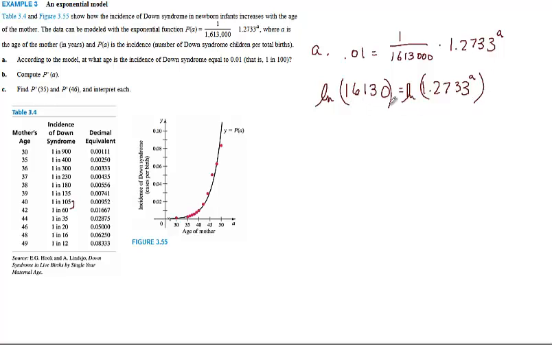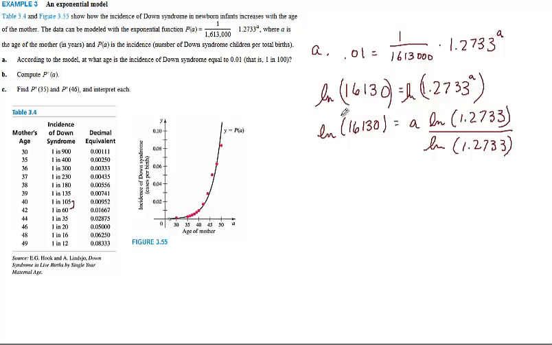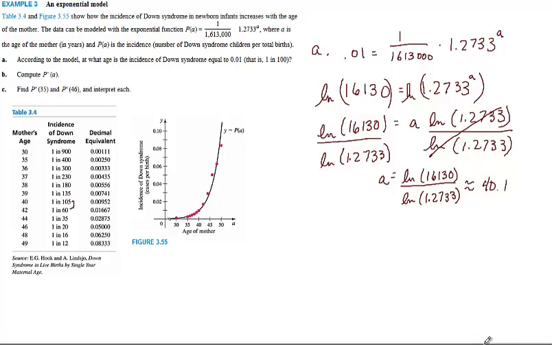This is just going to be some number. Using my log properties, I can bring this a out front. Natural log 16130 equals a natural log 1.2733. Divide both sides by this constant, natural log 1.2733, and I'll have what a is, and then I'll crunch the number in my calculator.